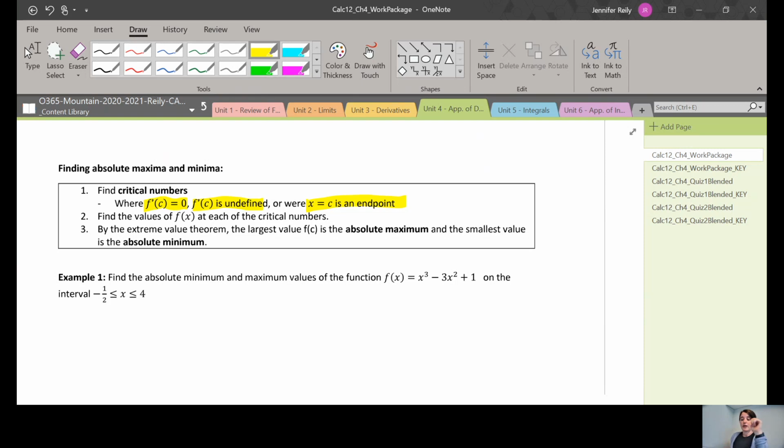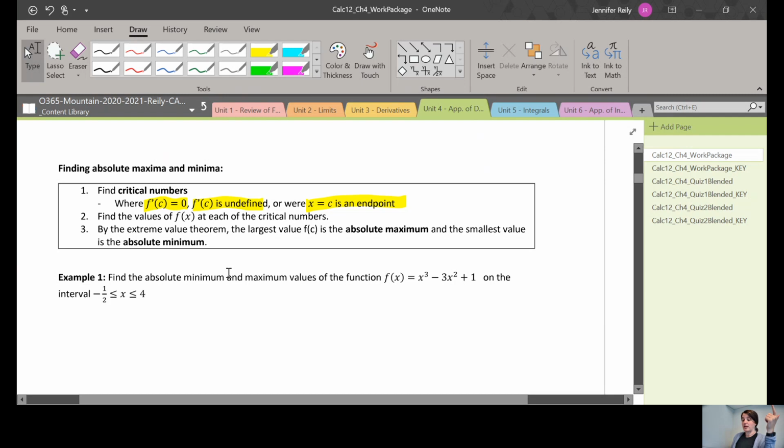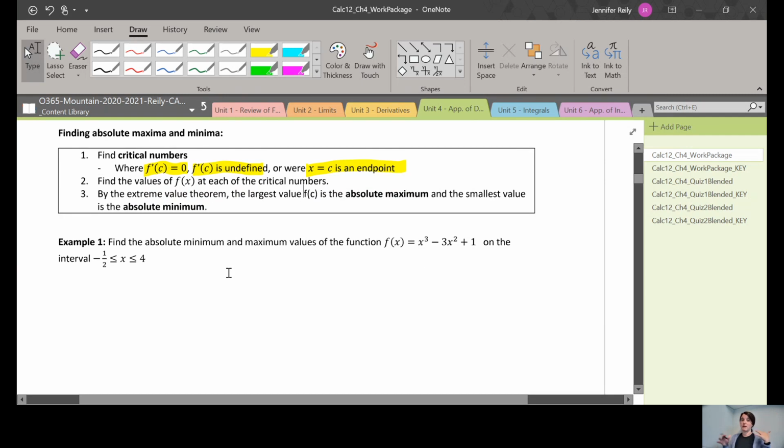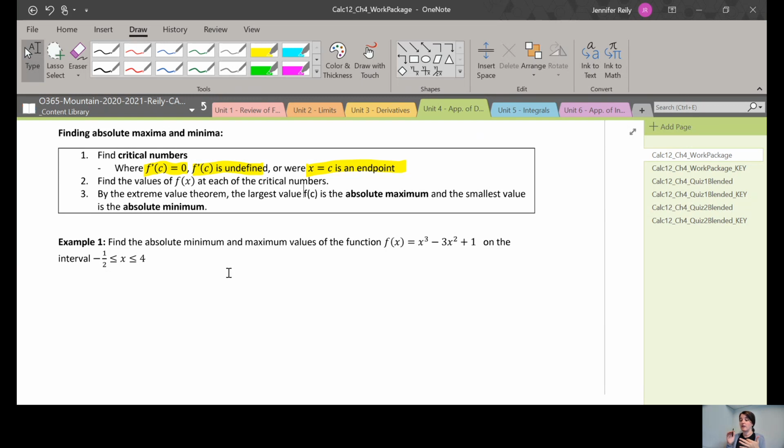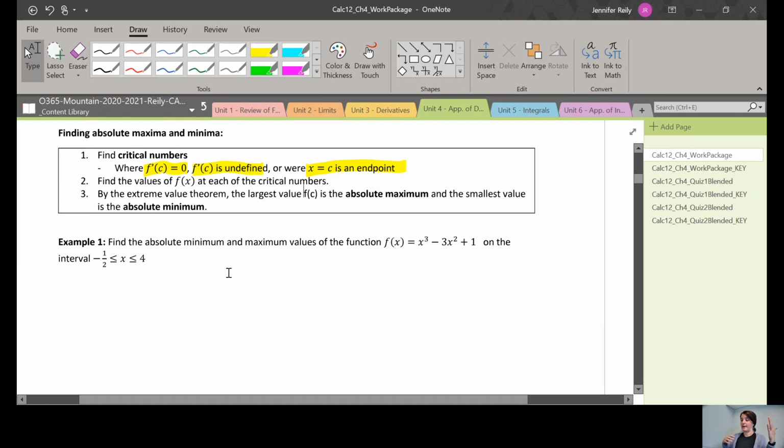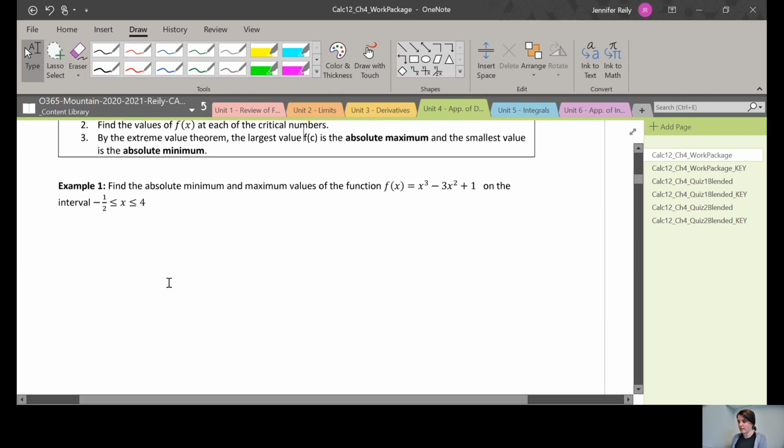Okay. First thing you do is find all those critical numbers. Next thing you do is, by the extreme value theorem, the global maximum and minimums must exist. So you just test all the critical numbers, and the lowest is going to be your absolute minimum, and the highest is going to be the absolute maximum. Okay, so let's see what I'm talking about here by doing an actual question.